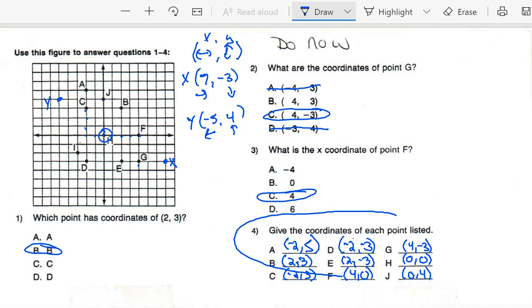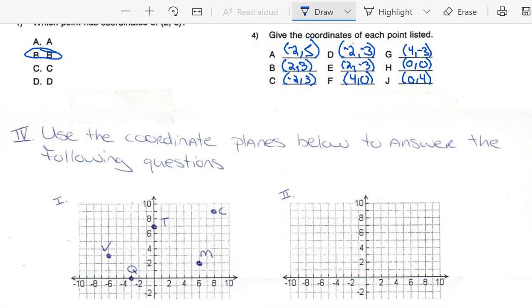Ooh. What's a good circle? And if you have any questions, you can just feel free to ask when we come back to class. All right, here we go.